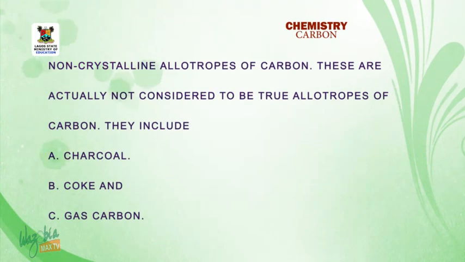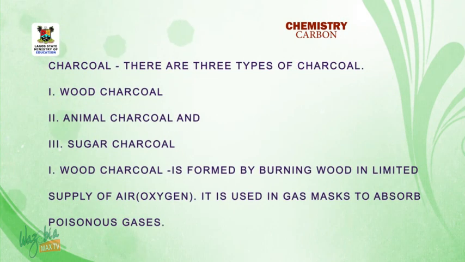Non-crystalline allotropes of carbon. These are actually not considered to be true allotropes of carbon. They include A, charcoal; B, coke; and C, gas carbon. Charcoal. There are three types of charcoal. Number one, wood charcoal. Two, animal charcoal. And three, sugar charcoal.